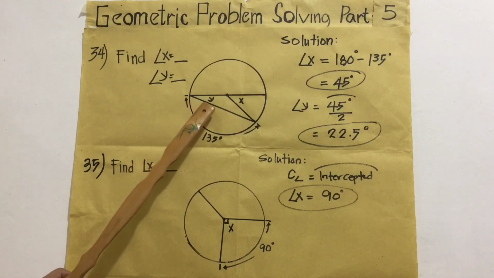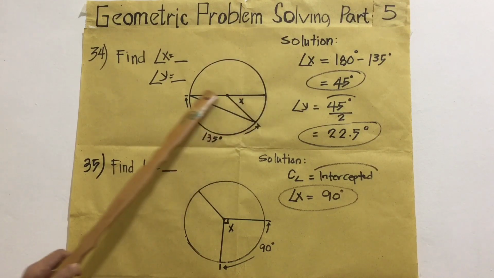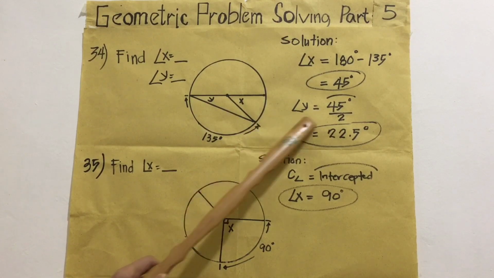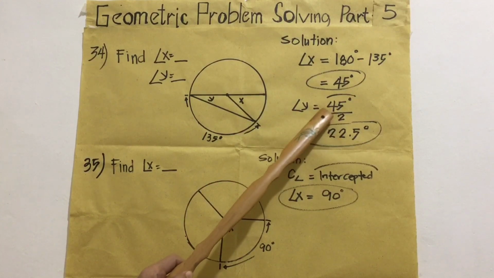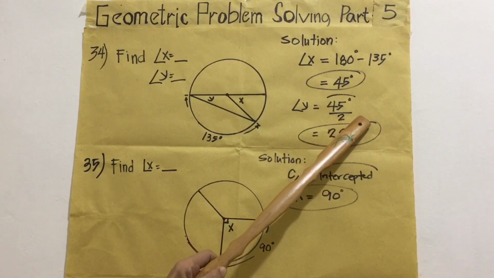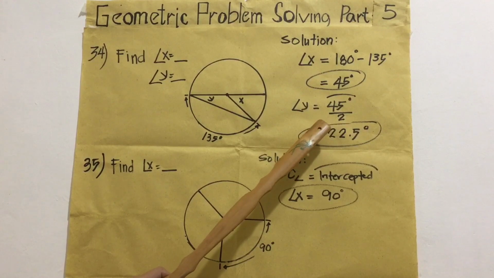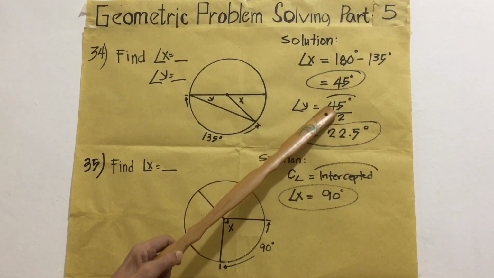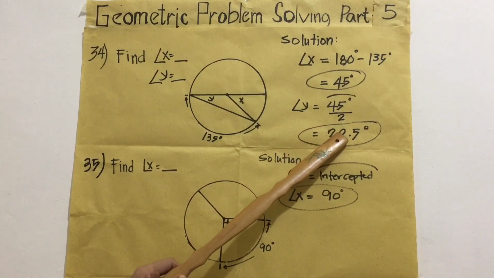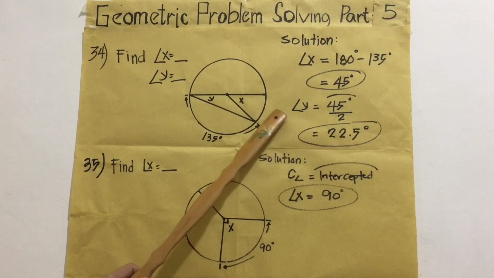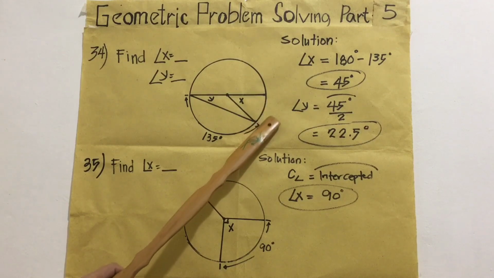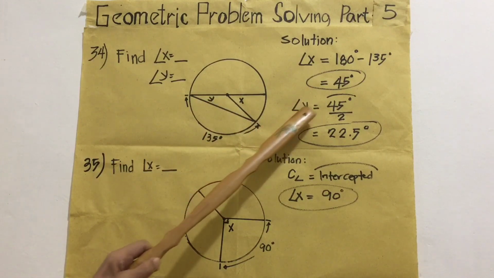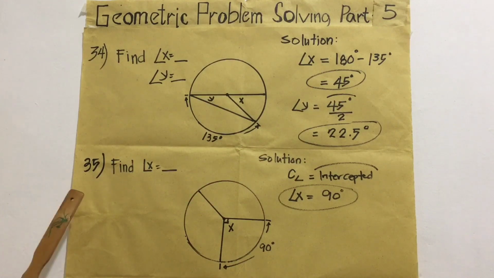Next, we're going to find the angle y. The angle y is an inscribed angle, and we have the intercepted arc of 45 degrees. What we have to do is multiply by 1/2, so it's equivalent to 45 degrees divided by 2, which equals 22.5 degrees. If the arc is 45 degrees, half of the intercepted arc is equivalent to the inscribed angle. So angle y equals 22.5 degrees.